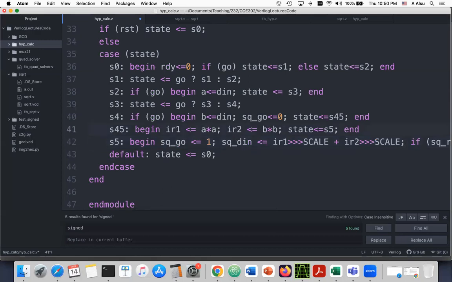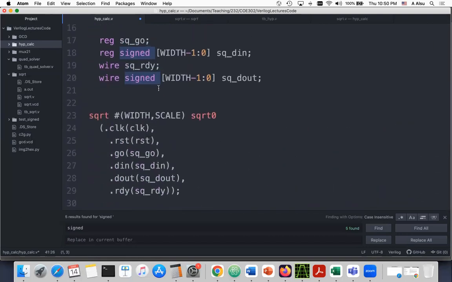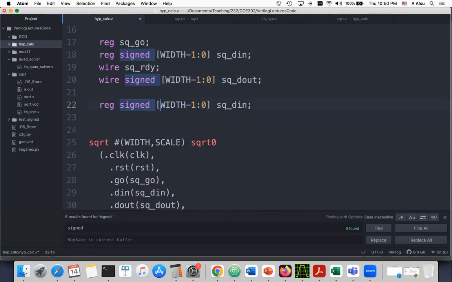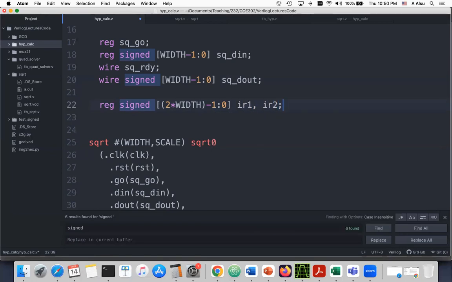All right, so we now need to declare IR1 and IR2 to be able to hold the values of A square and B square. So let me create a definition here for this, which is 2 times width minus 1 down to 0. That's IR1 and IR2.